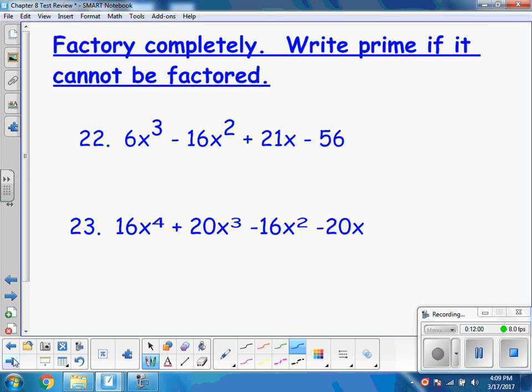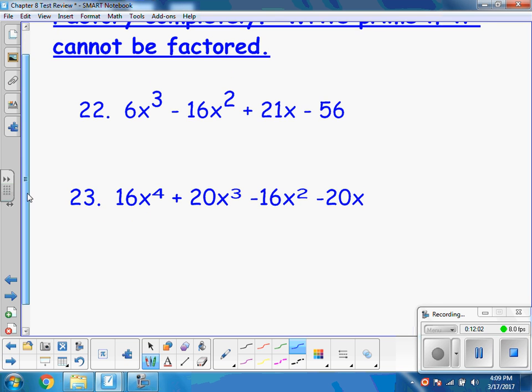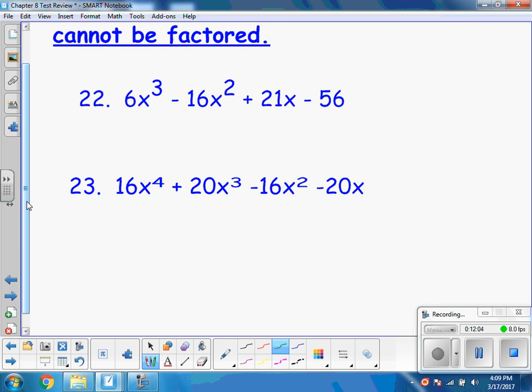So factor these completely. Now when I look at these here, I'm immediately going to look for a GCF right away. Why don't you press pause and give it a try? Again, look for GCF. You're doing some grouping here and factoring.